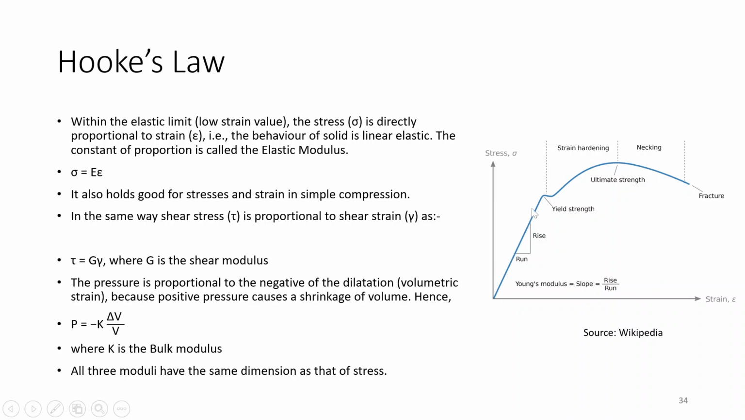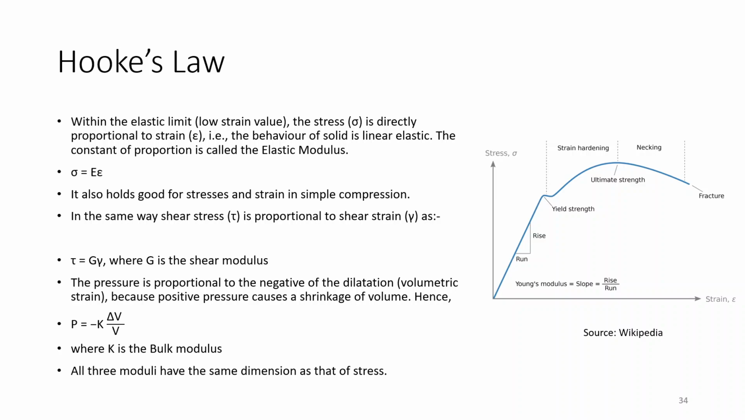Now in case of Hooke's law, this is the proportional region where the elastic limit is followed. Within the elastic limit, for low strain values, the stress is directly proportional to strain, and the behavior of the solid is linear elastic. The constant of proportionality is called the elastic modulus, and sigma is equal to capital E times epsilon. So epsilon is your strain, capital E is your elastic modulus, sigma is stress. It also holds good for stresses and strain in simple compression.